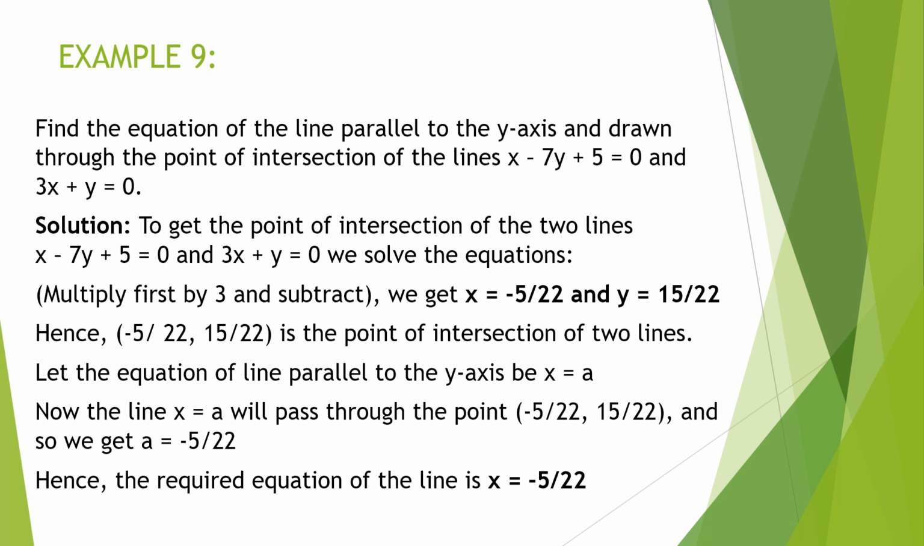Now the second thing which is given is that the line is parallel to the y-axis. Means what will be the form of the line? Parallel to y-axis means x equal to a. It will be of the form x equal to a. Now the line x equal to a will pass through our point of intersection. So what is our a over here? A is x, and x is minus 5 by 22. So the required equation of the line is x equal to minus 5 by 22.